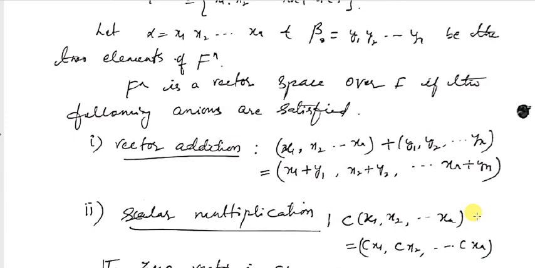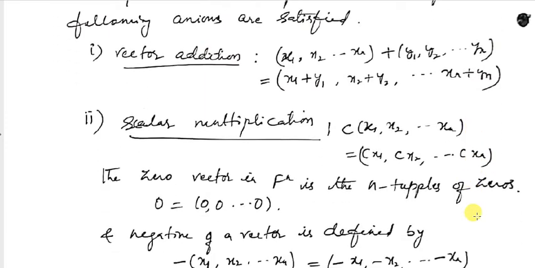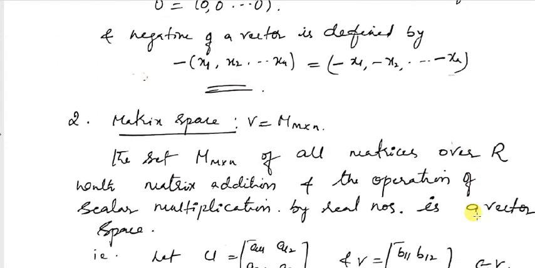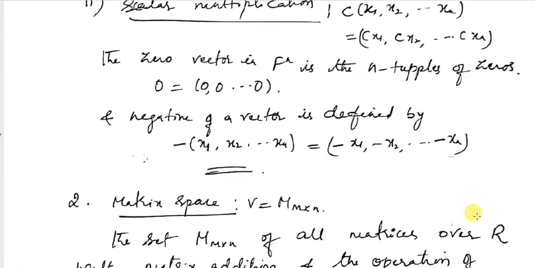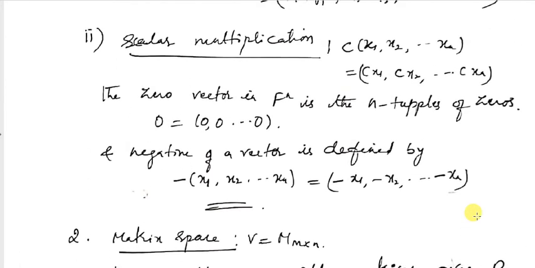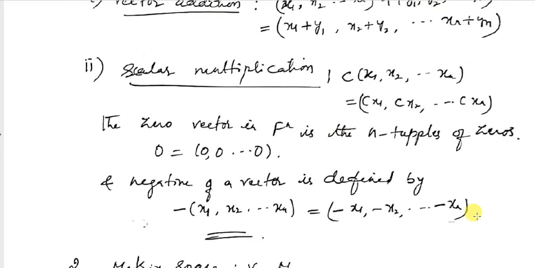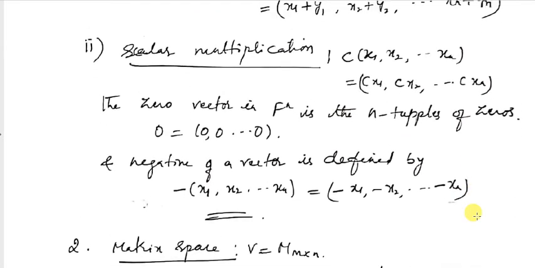Just we can verify a few axioms. That is, if vector addition and scalar multiplication is satisfied, then we say that V is a vector space. Here there will be an existence of identity element and the inverse, so therefore V is a vector space.